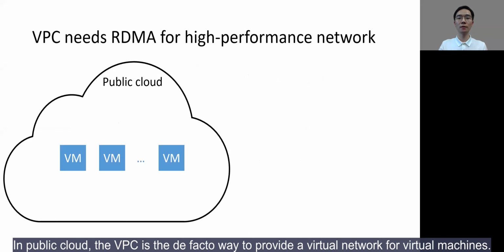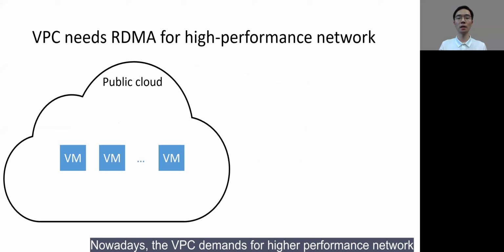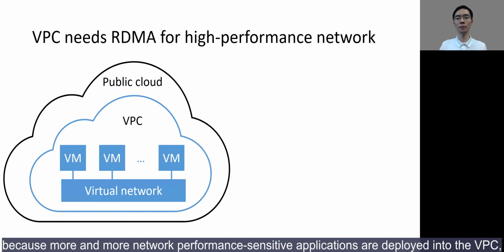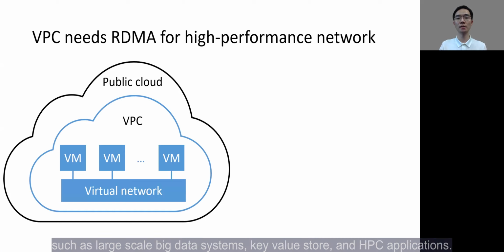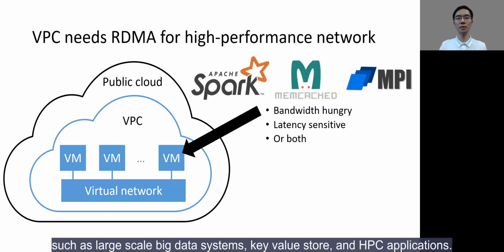In public cloud, the VPC is the de facto way to provide a virtual network for virtual machines. Nowadays, the VPC demands higher performance networks because more and more network performance sensitive applications are deployed in the VPC, such as large-scale big data systems, key value stores, and HPC applications.